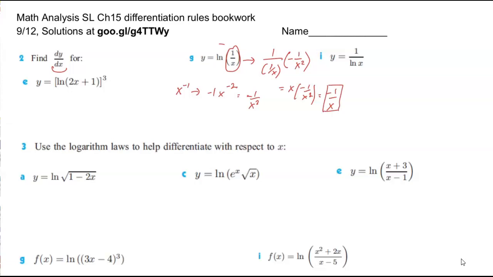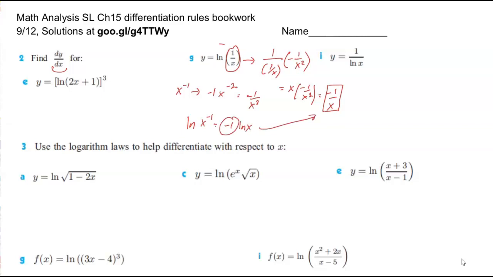Okay. Remember, natural log of 1 over x is the same thing as natural log of x to the negative 1. So we could rewrite this as negative 1 natural log of x. And now you can kind of see why it ends up being negative 1 over x.